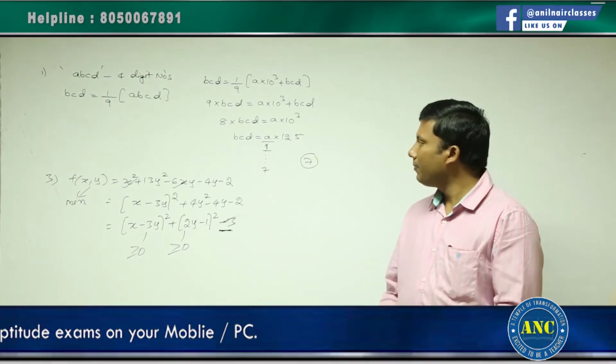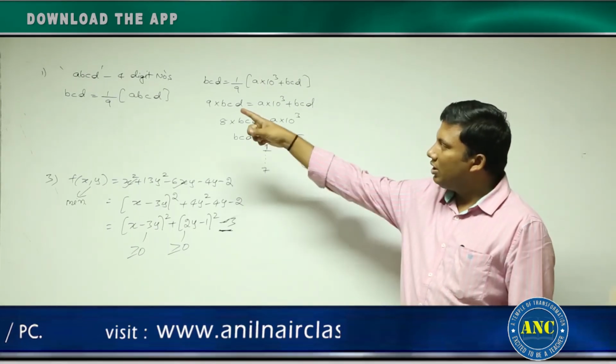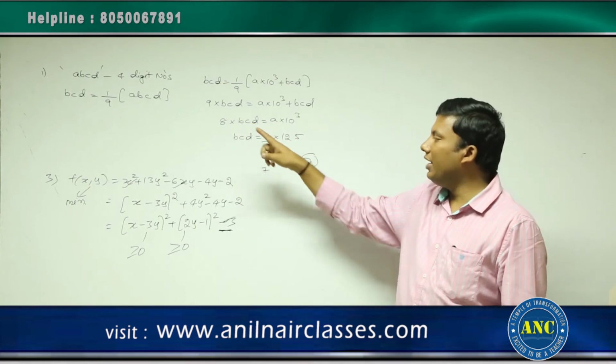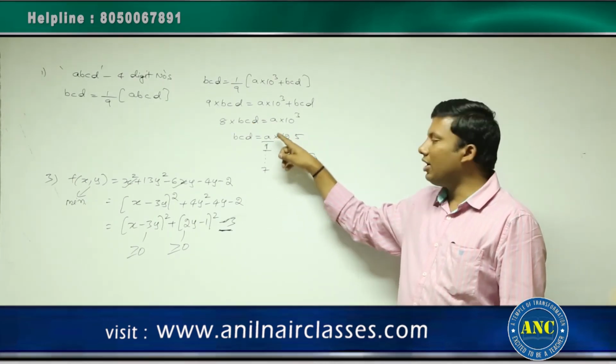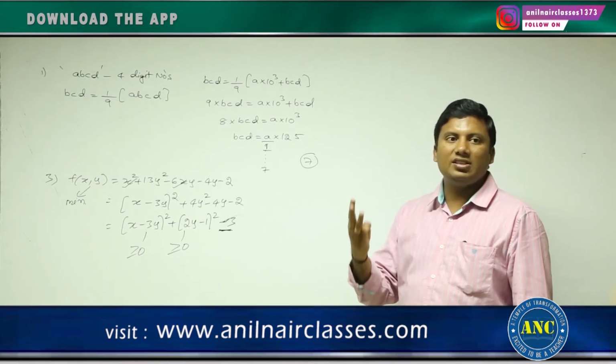Why the values are from 1 to 7? Because A is a digit. Digit will range from 0 to 9. Because A is the leftmost, A cannot take 0. A cannot take 8. If I take 8, BCD will be 1000. But BCD is a 3-digit number.